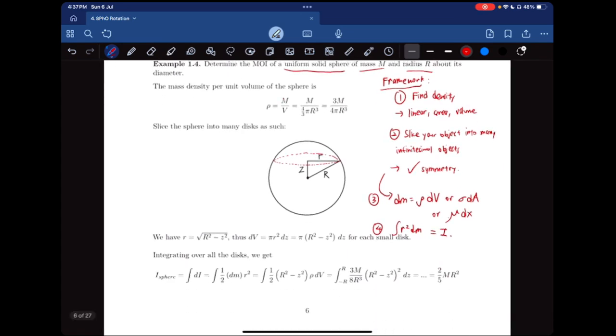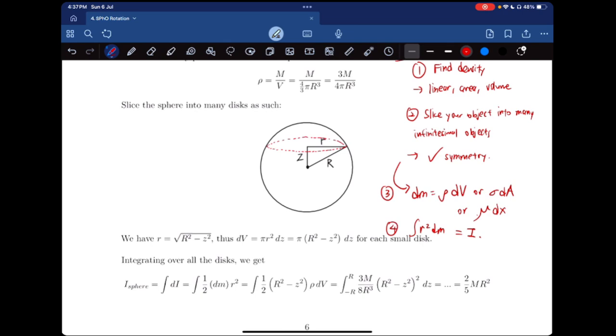Okay, so you see here that in this case, we slice the sphere into many disks and we follow the same framework. We can find the volume of each small disk as such, and we can integrate over all the disks to get 2/5 MR squared, which is consistent with the earlier image.